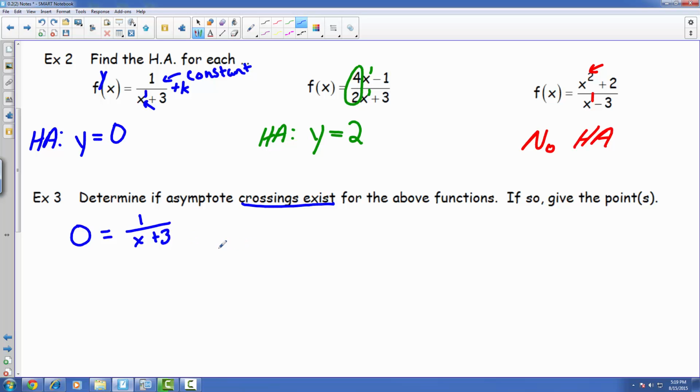And from here, now all I want to do is try and solve for x. So I would do that by multiplying both sides by this bottom x plus 3 on both sides. On the right, they just end up canceling, leaving us with just 1. On the left, 0 times anything is just 0. And in our real number system, we know that 0 is not equal to 1, and as a result, this will not have a crossing.